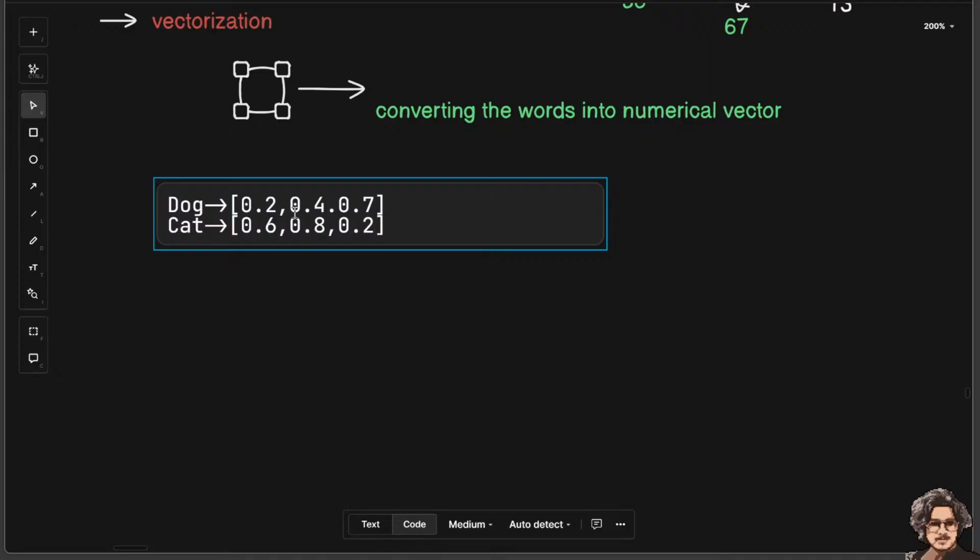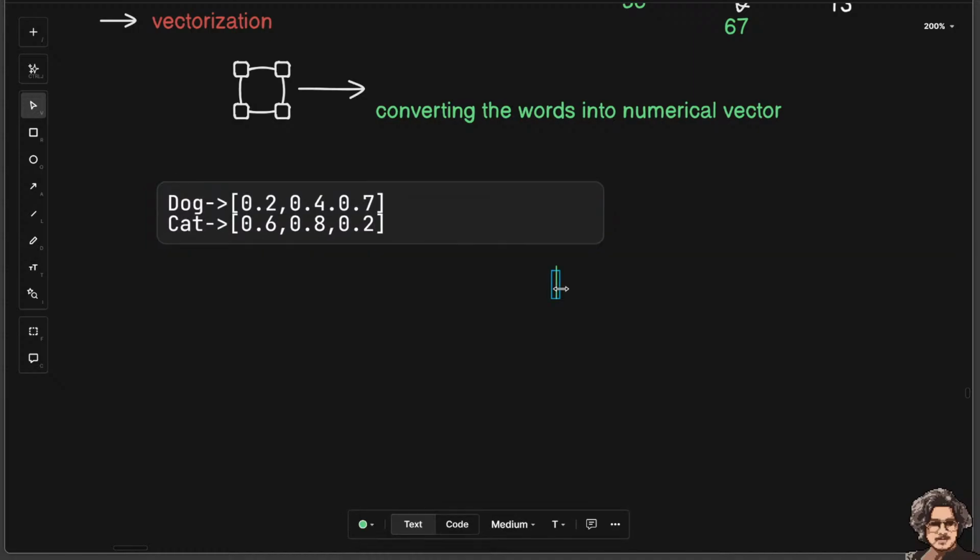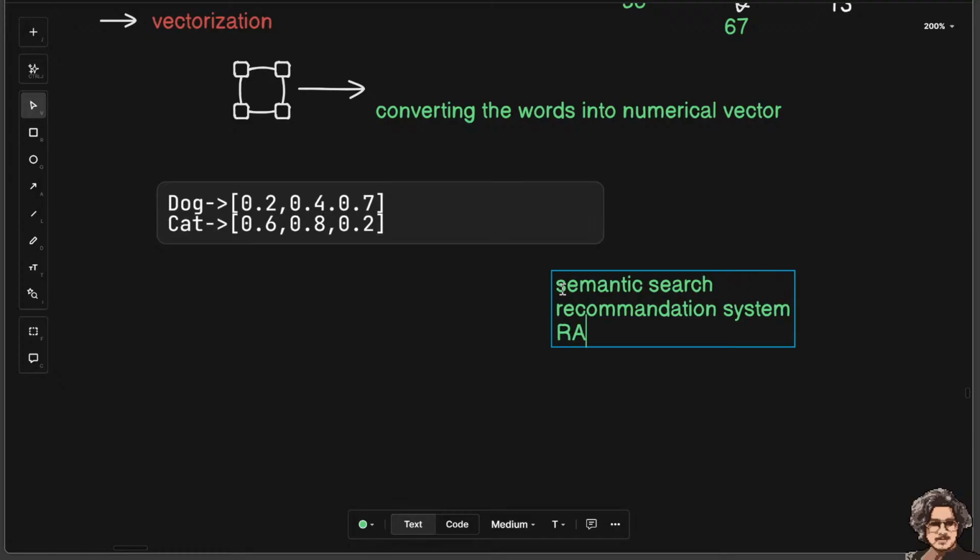The use cases of vectorization are semantic search, recommendation systems, and also use in RAG. So here is the use of vectorization.